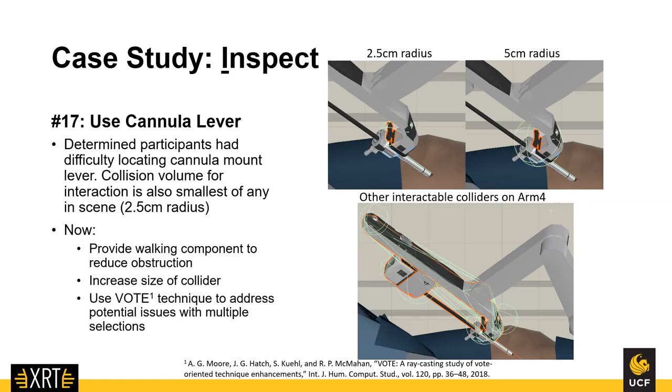We're also increasing the size of the collider and using a vote technique with closest intersection-based disambiguation to handle potential issues with multiple intersections. As you can see, there are multiple selections that may be made when attempting to select the cannula lever, so the use of a disambiguation technique is important.